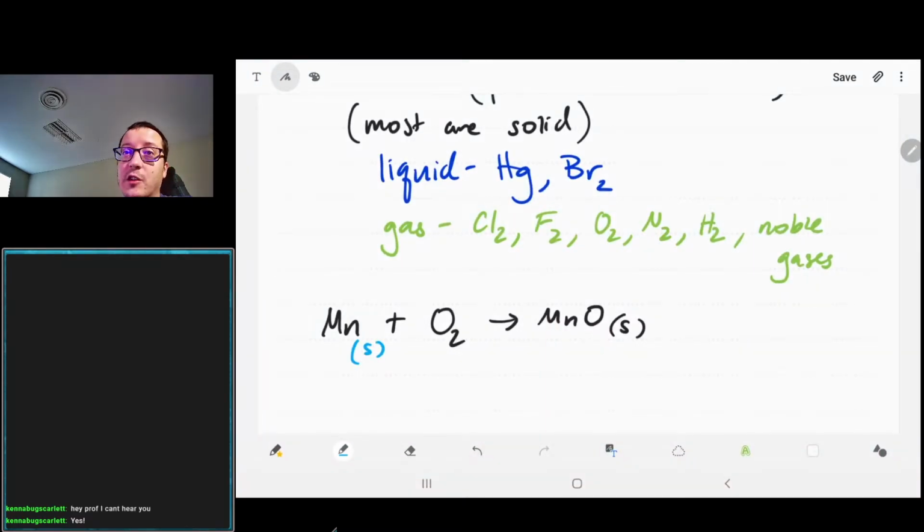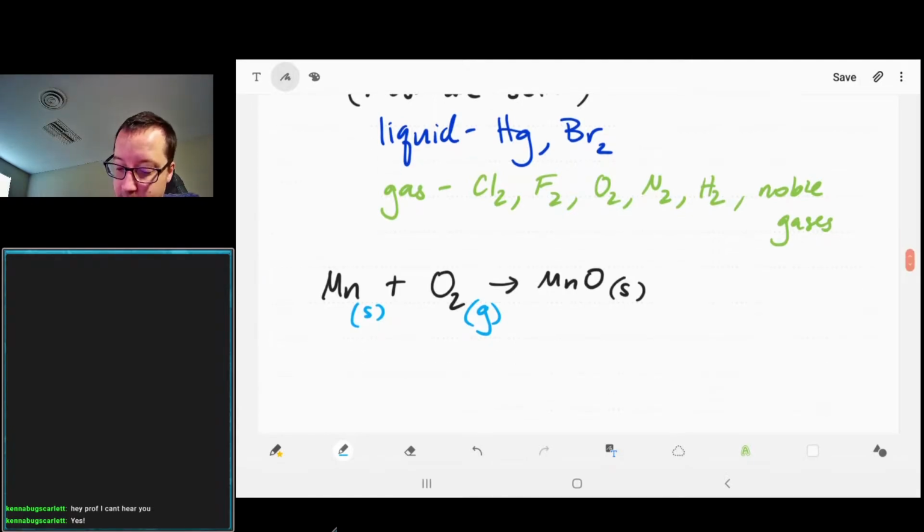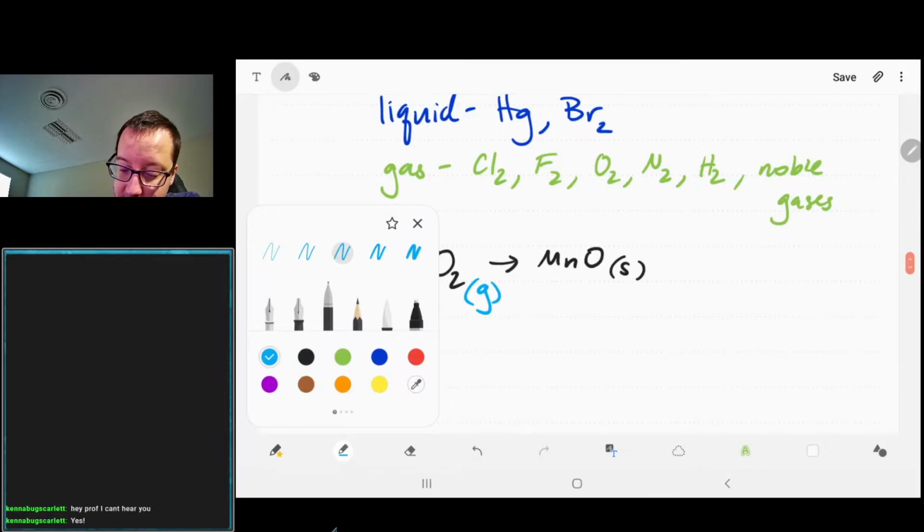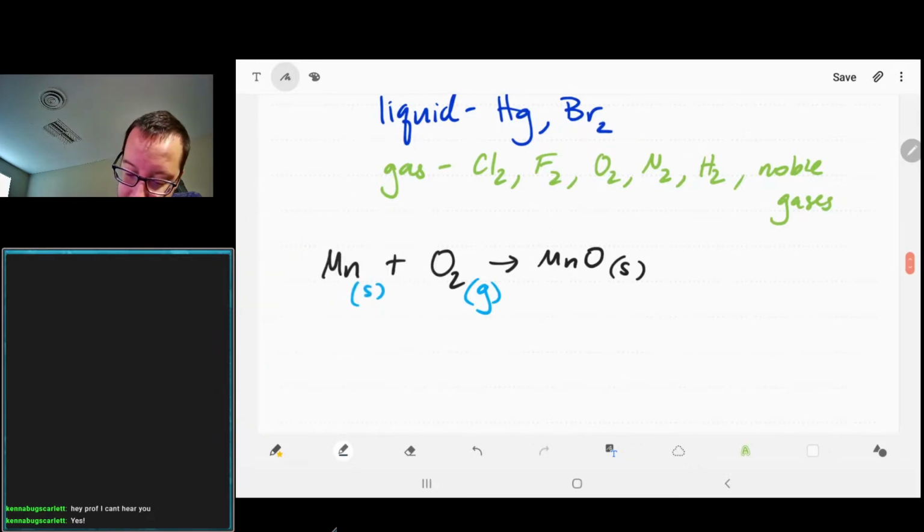And oxygen, hopefully we know, typically should be a gas at room temperature. So typically we're looking at room temperature for these reactions, and we can just go with the standard states of matter on the periodic table. All right, so hopefully nothing too crazy there. But it's when we get to compounds that things get a little bit tricky.